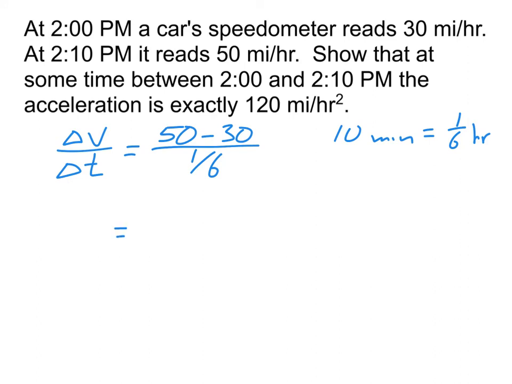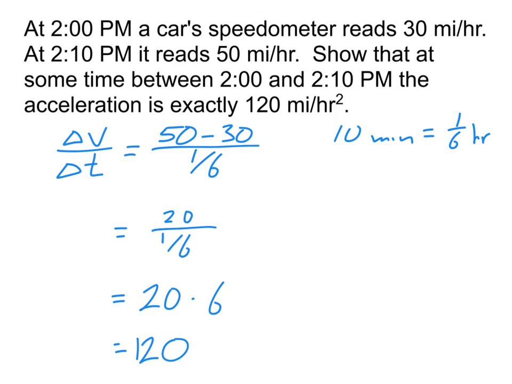Now that I've done the setup, it's a matter of doing the math. So 50 minus 30, that gives me 20. So I'm going to be doing 20 over 1/6. Well, that's division by a fraction. And remember, to divide by a fraction, that's the same as multiplying by its reciprocal. Well, its reciprocal is 6 over 1. So that's just going to be 6. And so that gives me 120.